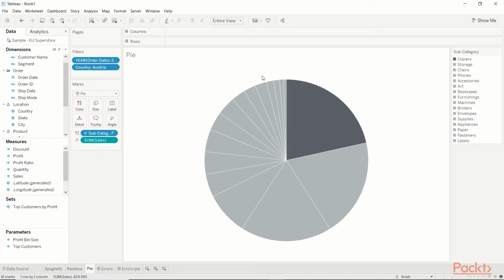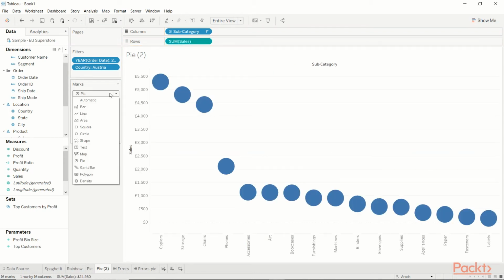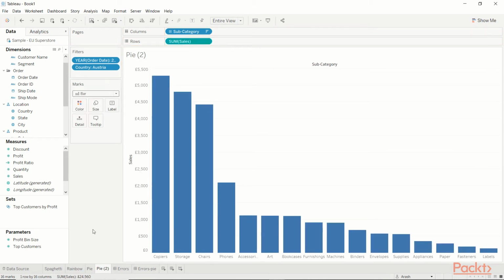Just to show you very quickly what difference it would make, I'm gonna put subcategory on columns and then sales on rows, and then make this a bar. So this is a different view of the same data. Now you can easily compare, for instance, paper to appliances by just looking at the data.